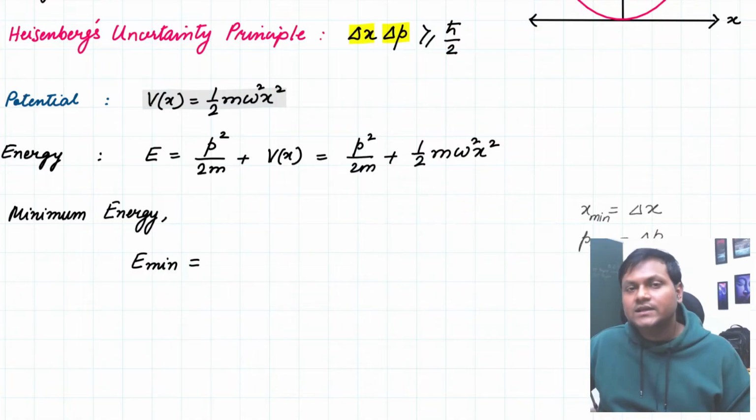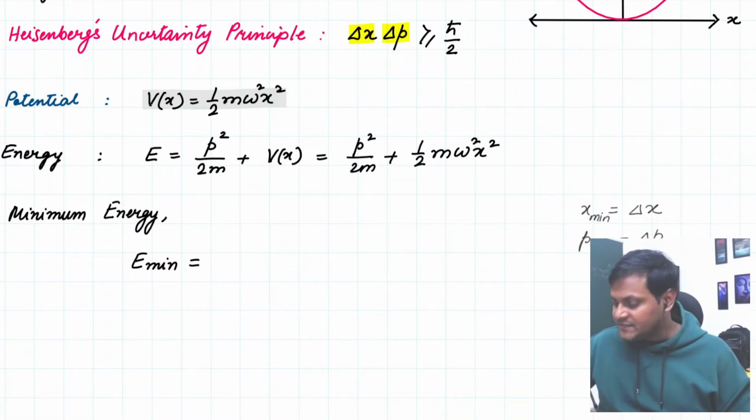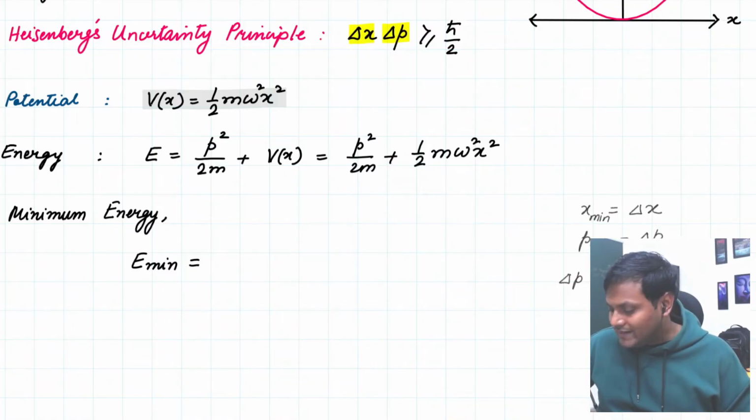What is del x? Del x is the uncertainty in the measurement of position. What is del p? Del p is the uncertainty in the measurement of momentum along the x-axis. And how are del x and del p related to each other? Well, del p is equal to, because we are talking about the minimum, so I am using the equality sign, h cross upon 2 del x.